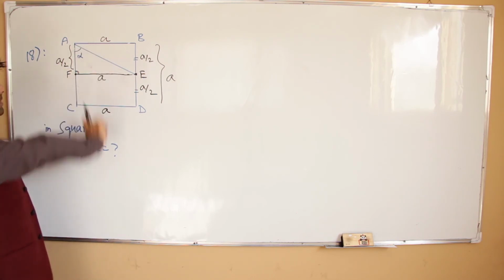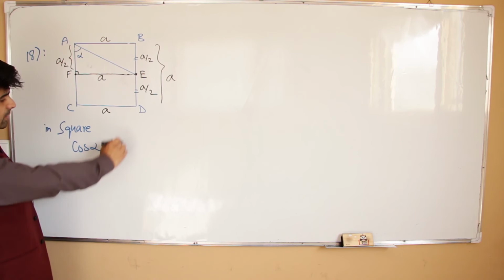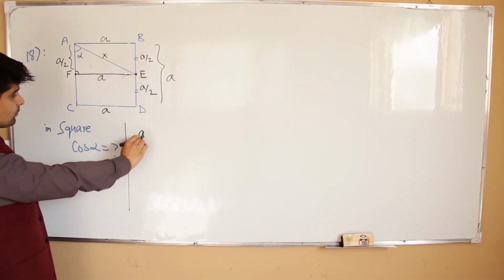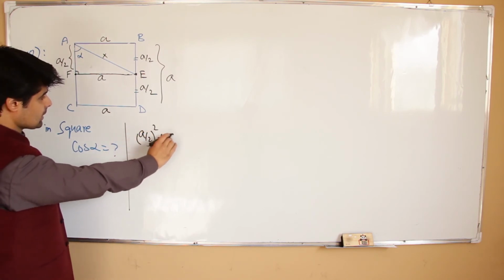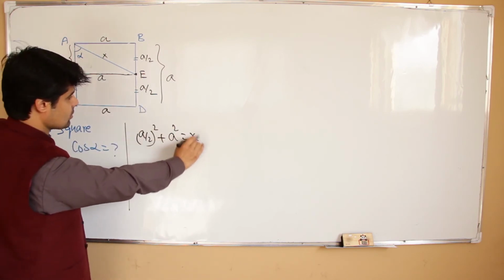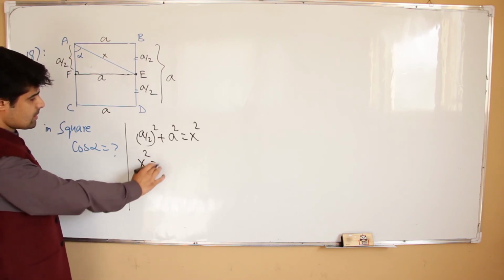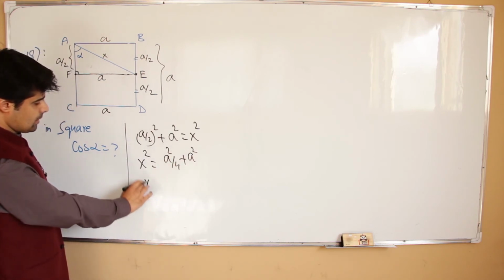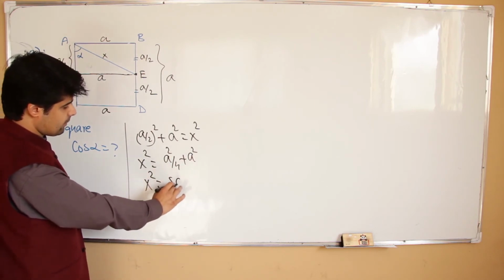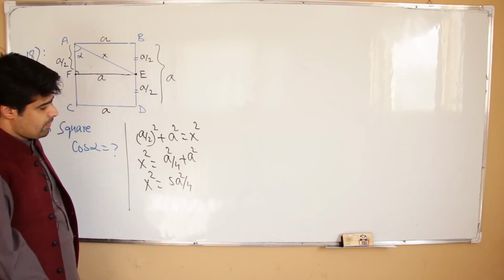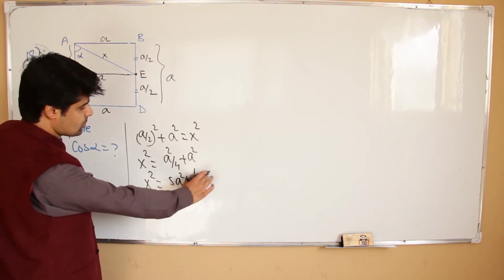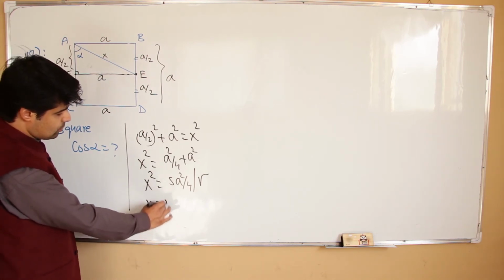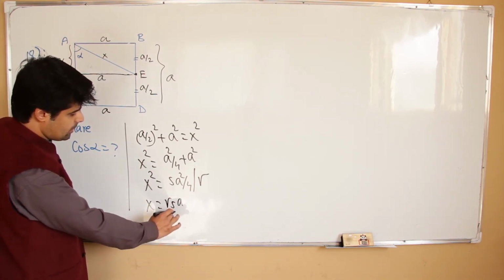So what this one is, according to Pythagoras theorem, we can name this one X. So A by 2 squared plus A squared is equal to X squared. So X squared is A squared by 4 plus A squared, and if you simplify this one, it is 5A squared by 4. Am I right? Yes. Now take root on both sides, so you will have root 5 A by 2.